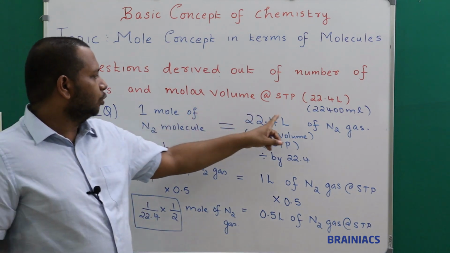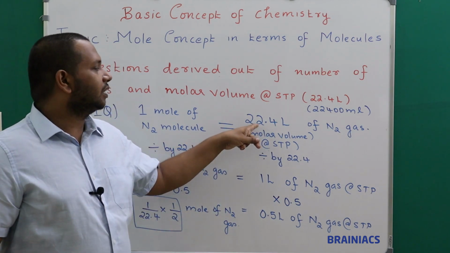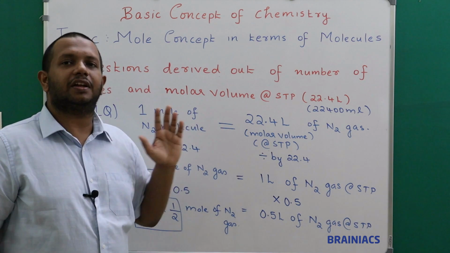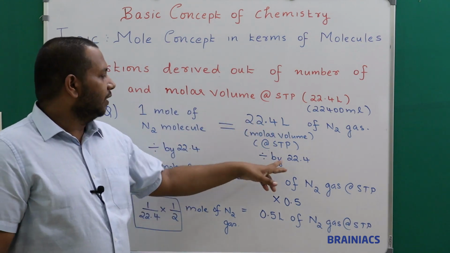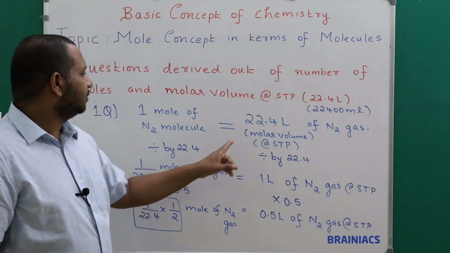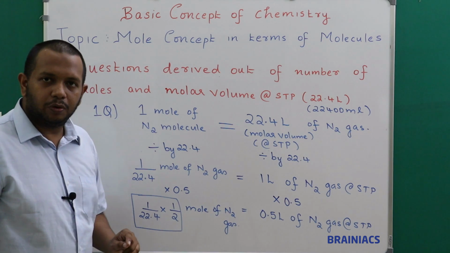1 mole contains 22.4 liter. They have asked you to find out 0.5 liter. For that I converted this 22.4 liter to 1 liter. How am I doing that? By dividing by the same number. So dividing by 22.4 on both sides, this will become 1 liter. On dividing this, it will become 1 by 22.4.